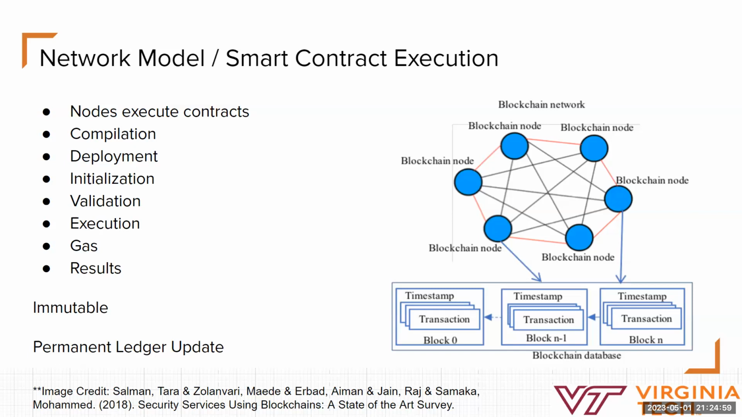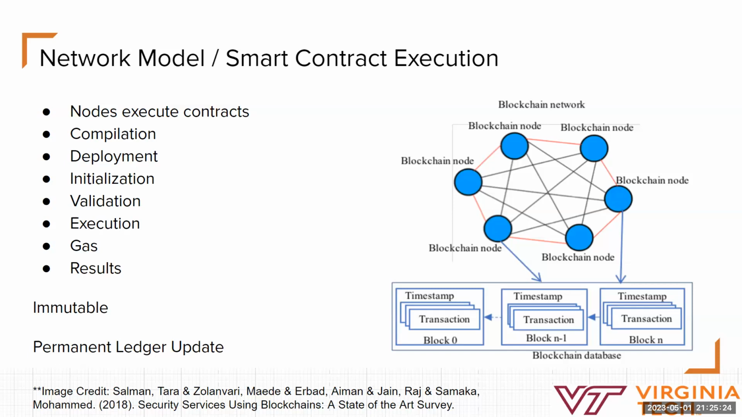The contracts are written in a high-level programming language like Solidity. It can also be written in JavaScript, but Solidity is the most popular language for writing smart contracts. Once they're successfully compiled, they need to be deployed to the network. This deployment phase is done in the nodes itself. After they're deployed, there has to be an initialization of the smart contract.